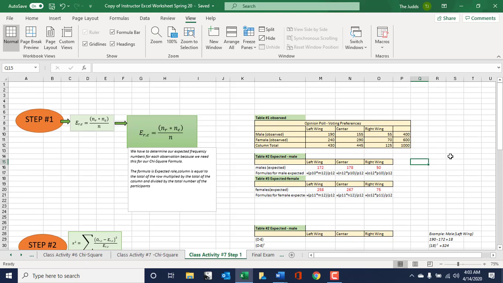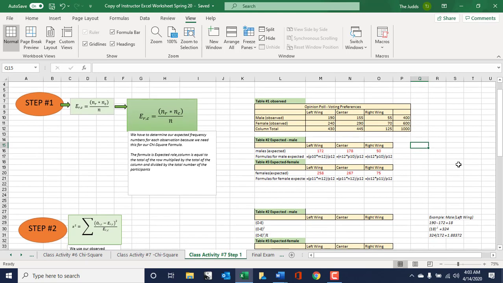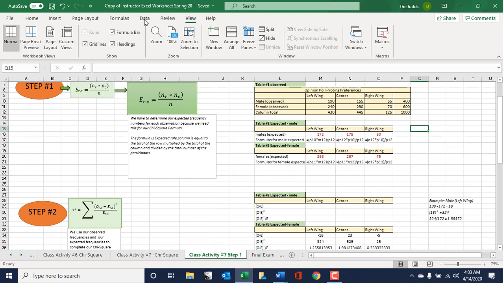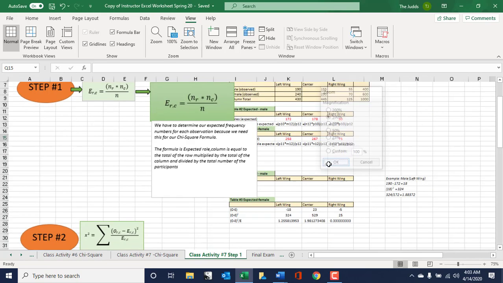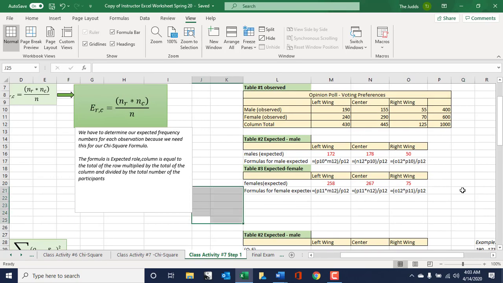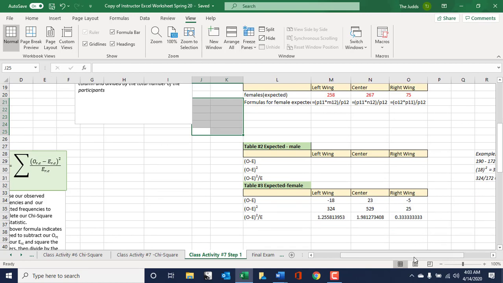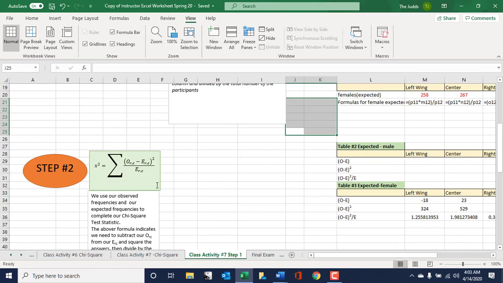So the first thing we're going to have to do is look at the formula for the chi-square test of independence. It's down here in the front of step 2. Let me bring this up so we can look at this chi-square. This is the actual formula we want to calculate, and we have to break down each of these steps to get the numbers to plug into it.